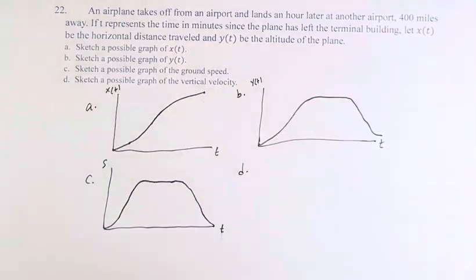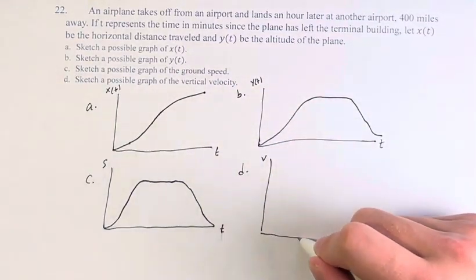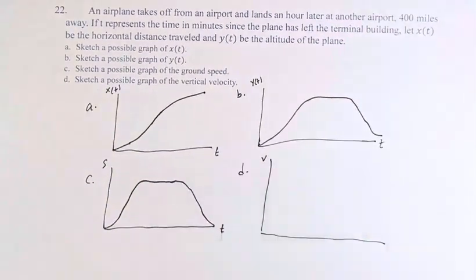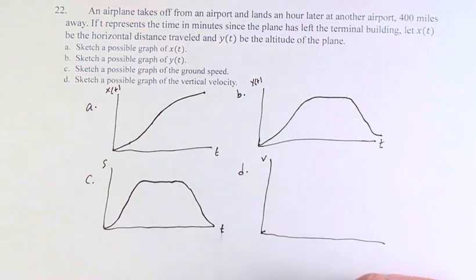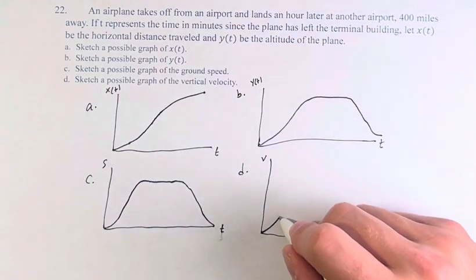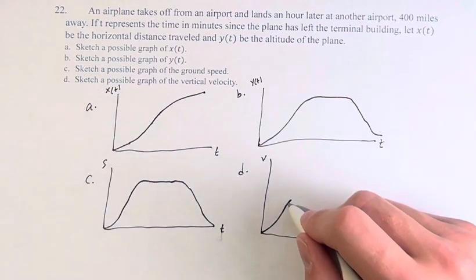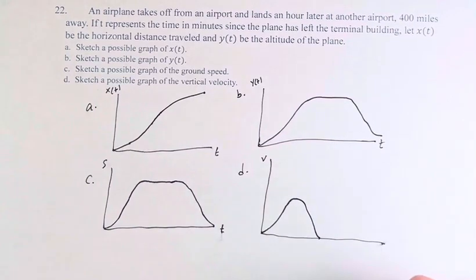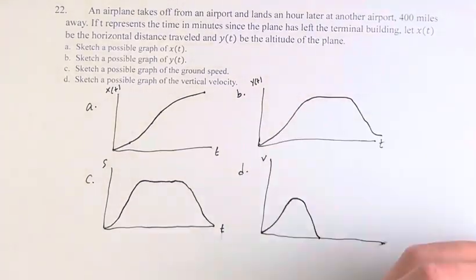Finally, d, the vertical velocity. This is maybe not the clearest thing in the world, but that is the velocity relative to the ground. So at the beginning, we're going up, we are increasing in altitude, so we have a positive velocity. Then we go to our cruising altitude, which means we have 0 vertical velocity, because relative to the ground, we're not moving.